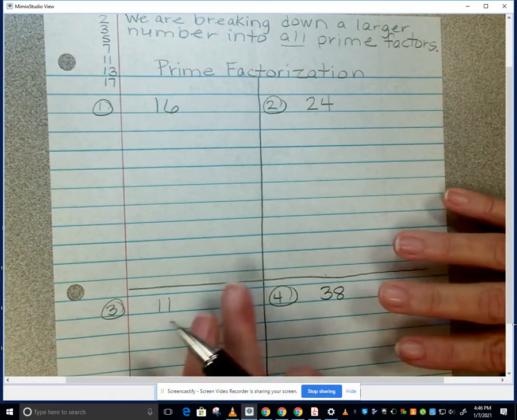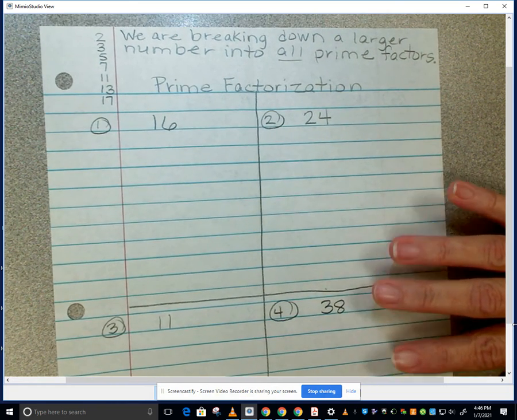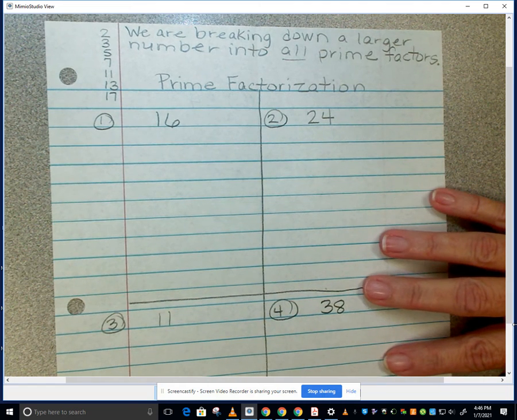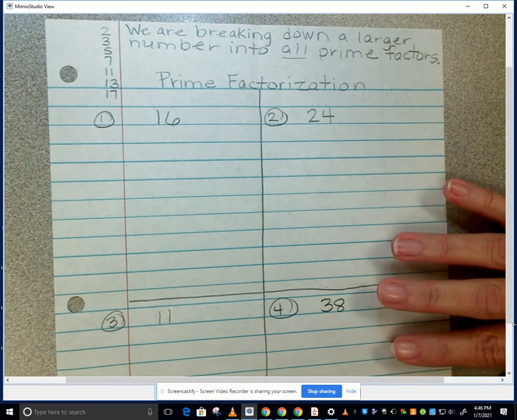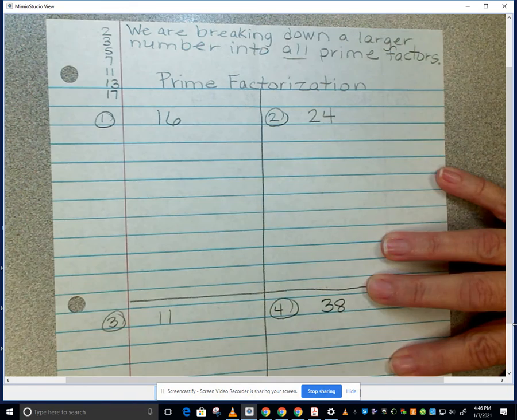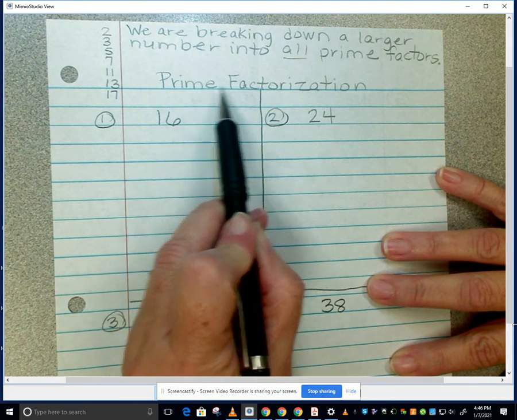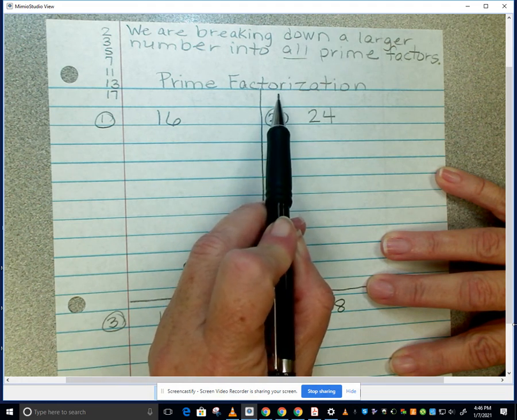Now, I want you to get a sheet of notebook paper and you work these with me so that you can hopefully get a grasp on what I'm doing. And at any time I get too fast, I want you to pause the video to catch up. Now, we'll start with 16. When you're doing the prime factorization, you make what's called a factor tree. You'll see what I mean by tree in just a minute.